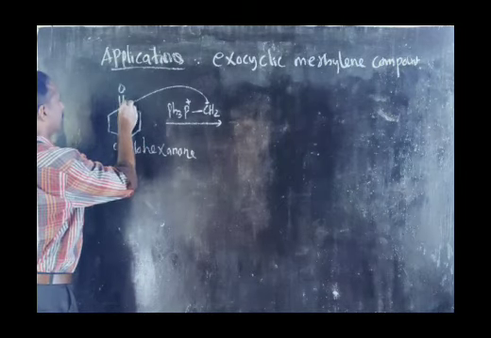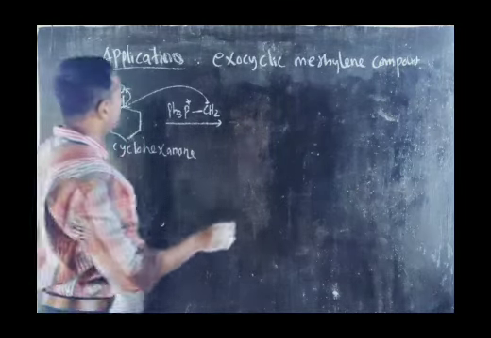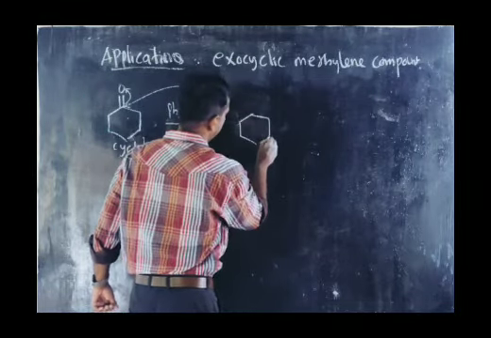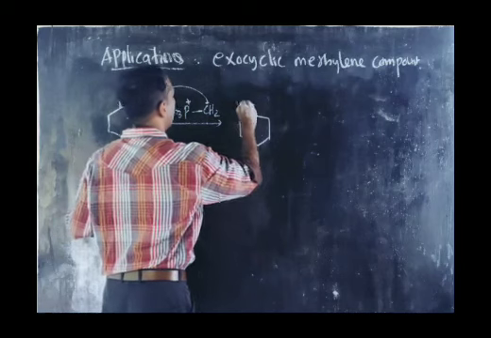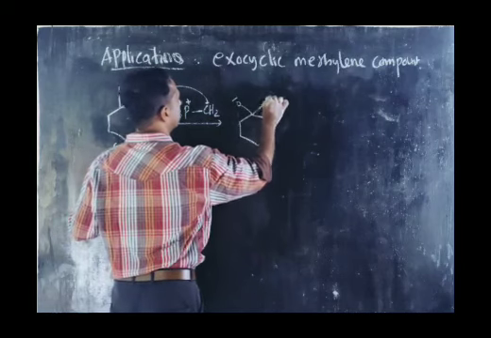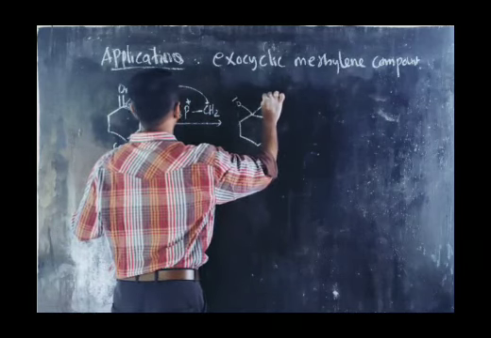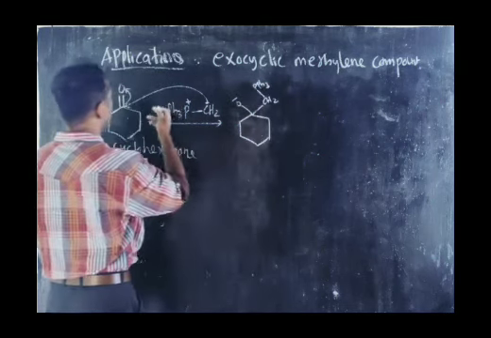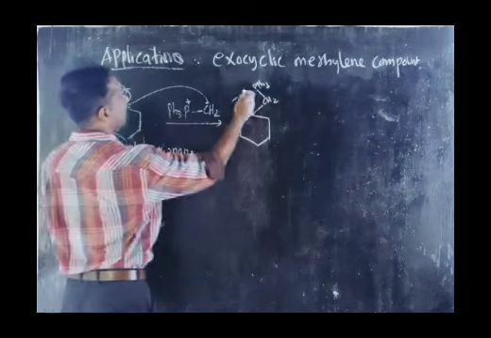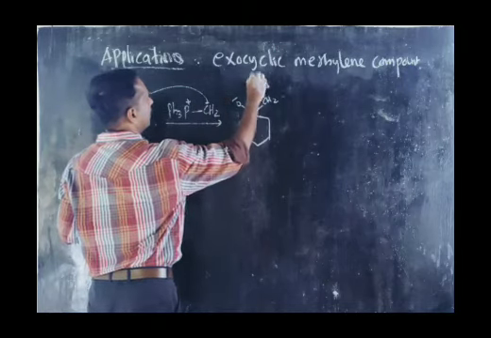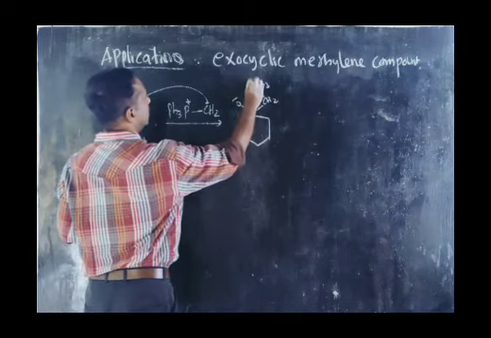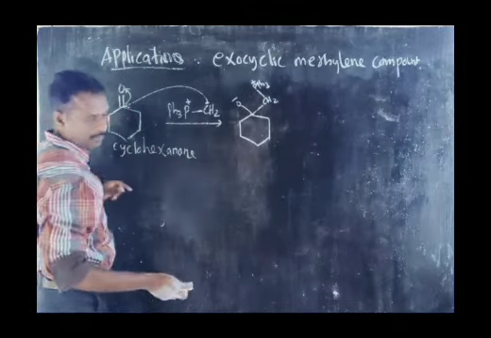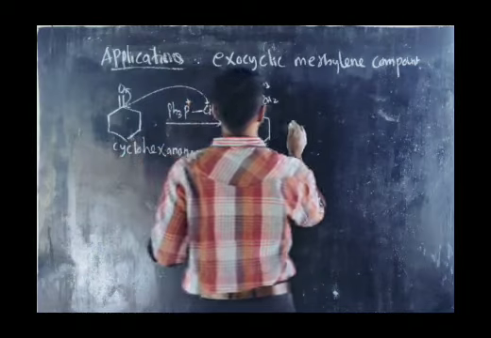Then what will happen? This bond is shifting to oxygen. So we get a structure like this. Look at it here. Here it is O−, and here it is CH2, and here it is CH2 PPh3+.